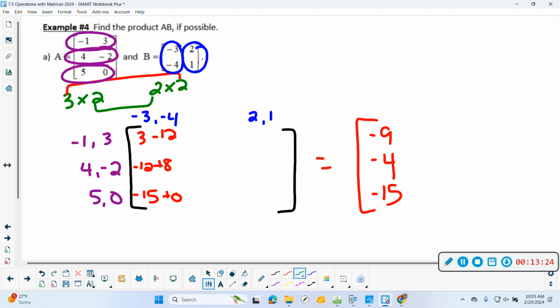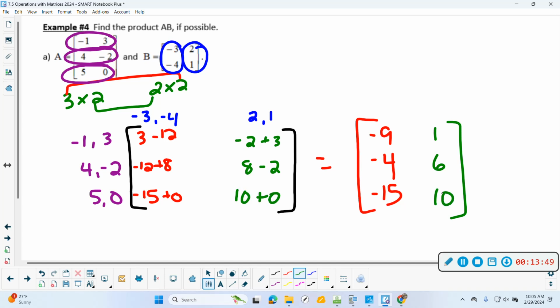So I'm going to do the first numbers, -1 and 2, and then the second values, 3 and 1, so I'm going to total. I'm going to do underneath next. 4 times 2. Now the second values, -2 and 1. Total. All right, bottom. First numbers 5 and 2, 0 and whatever. Got it. So the final answer, piece of cake.